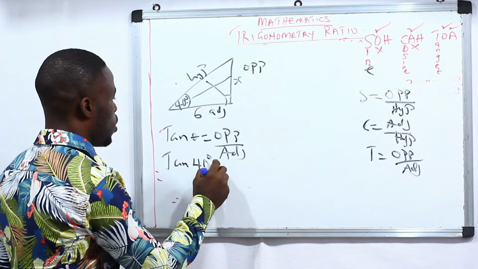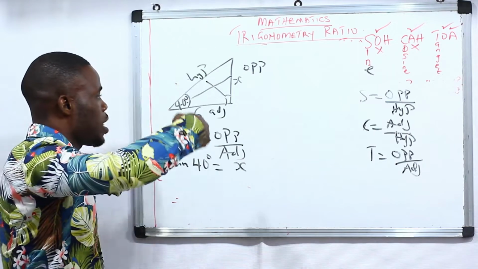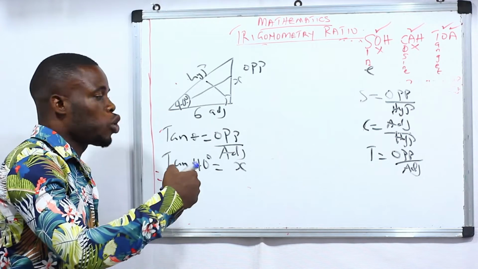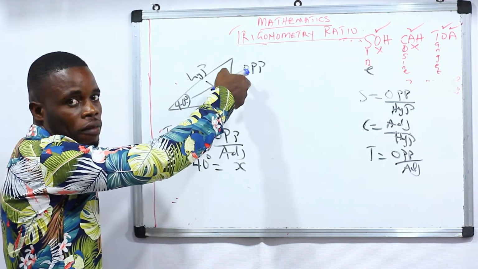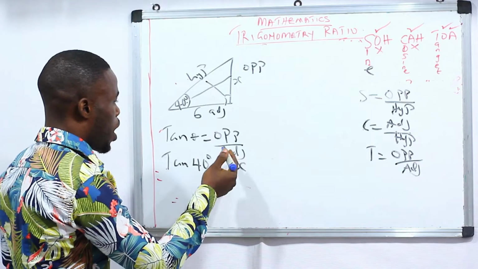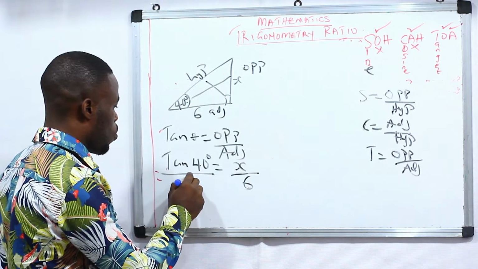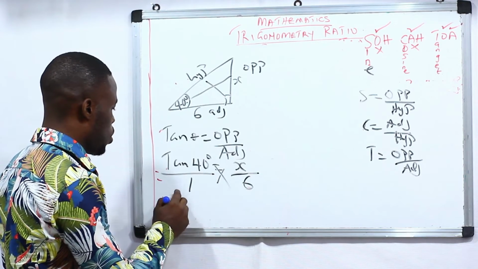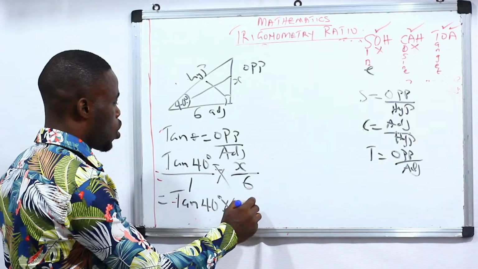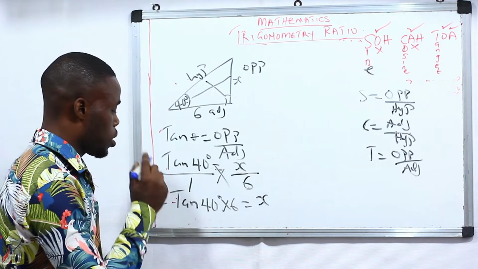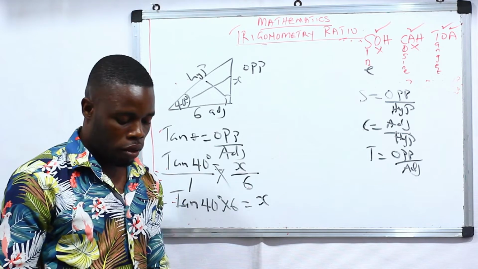Our opposite is x. Remember in the first video we were given 5. Then the adjacent we are given is 6. We are able to use the x to derive 6. So we have 5, and we want to use this 6 to get 5 as well. So we have opposite is x and adjacent is 6. We'll cross multiply. This will give us tan 40 degrees multiplied by 6 equals x. Here we are looking for tan 40 degrees.